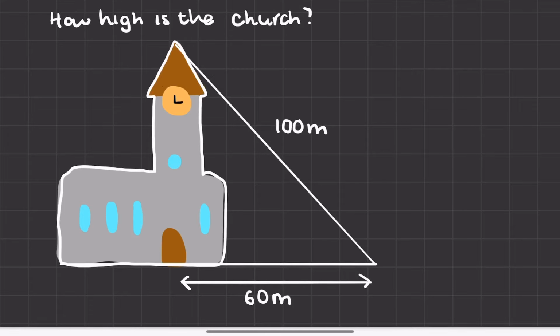Here's another one. I've got a building and some point over here. I've got how high the building is. I've got how far away I am from it. And I've got this diagonal length here, the hypotenuse, as well.